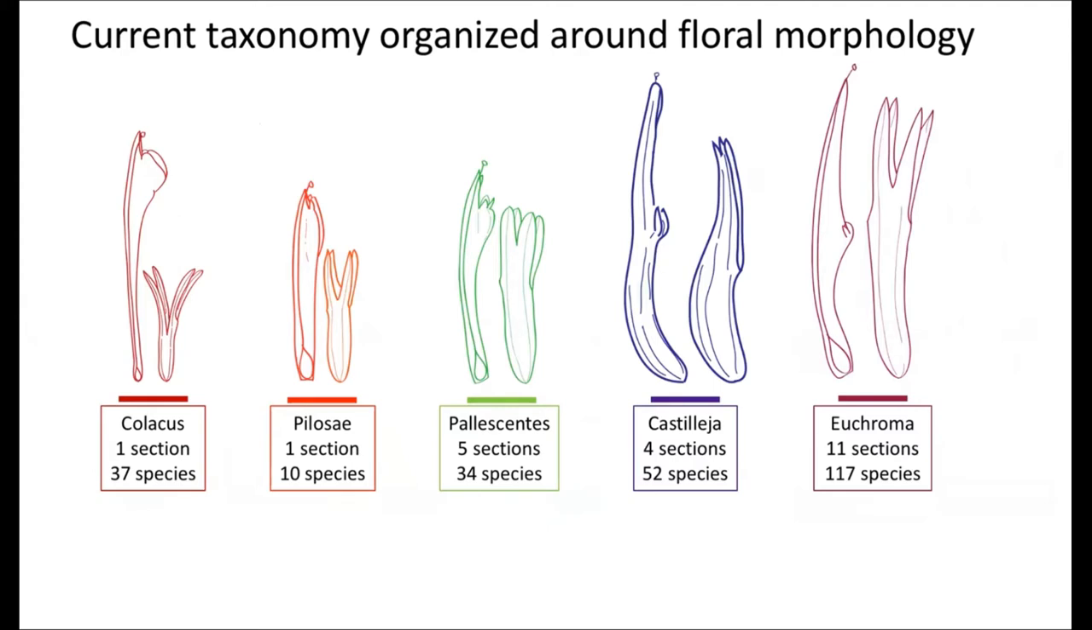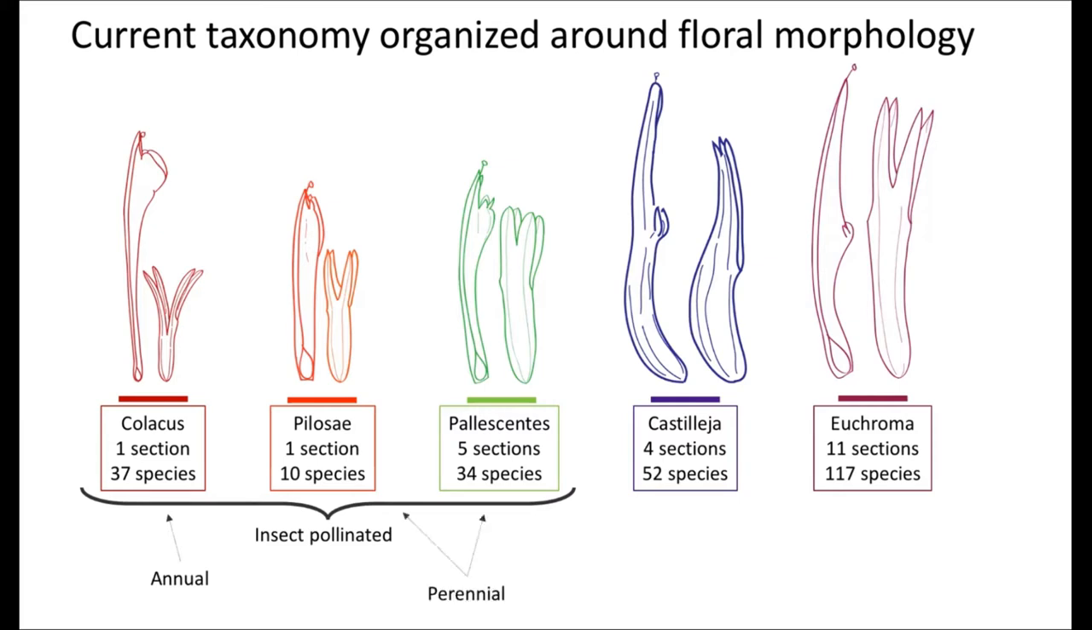We refer to these as subgenera. Within each of these subgenera is a further organization of species into alliances or sections. And there's an implicit suggestion that these things grouped in alliances and subgenera are potentially closely related, so they also are expected to share some general biological similarities. For example, the three morphogroups on the left, we suspect are primarily insect pollinated. The one on the far left, Colacus, is composed entirely of annual species, and the next two are composed of perennial species. And then the remaining two morphogroups with the long beaks are expected to be hummingbird pollinated, and these are almost entirely perennial.